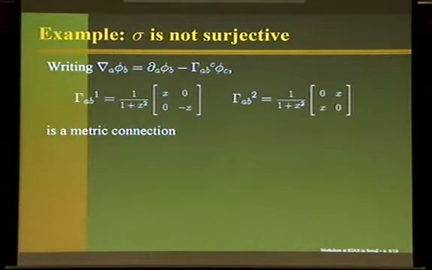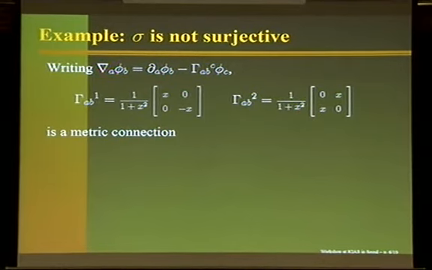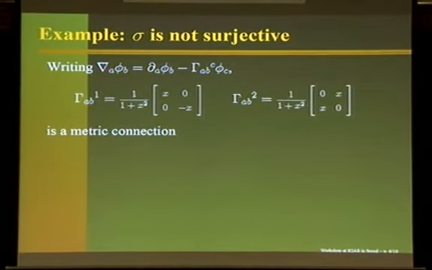Let's see. So that's an example of this mapping not being injective. There's more than one metric going to the same projective structure. But also, this thing is not surjective either. That's the main point of this talk. The question is, if someone gives you a connection, how can you tell whether it arises from a metric or not?